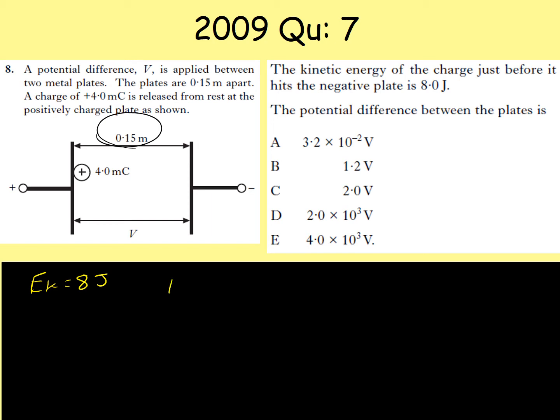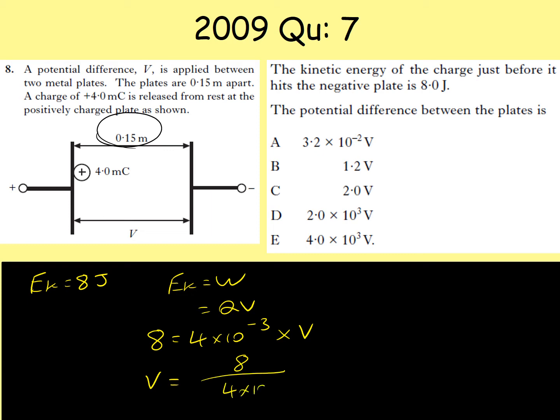Same thing applies though. EK is equal to W, which is equal to QV. So we say 8 joules is equal to our Q, our charge, which is 4 times 10 to the negative 3 coulombs, multiplied by our potential, which is what we want to find. V is equal to 8 divided by 4 times 10 to the negative 3, which is equal to 2.0 times 10 to the 3 volts. So our answer is D.